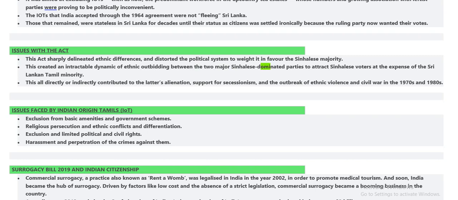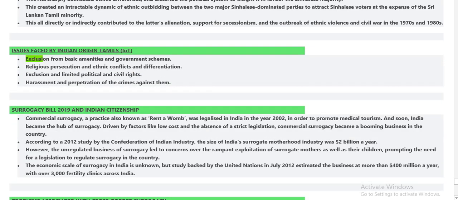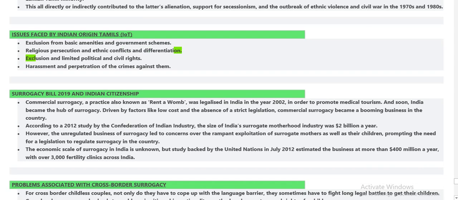Issues with the Act. This Act sharply delineated ethnic differences and distorted the political system to weight it in favor of the Sinhalese majority. This created an intractable dynamic of ethnic outbidding between the two major Sinhalese-dominated parties to attract Sinhalese voters at the expense of the Sri Lankan Tamil minority. This all directly or indirectly contributed to the latter's alienation, support for secessionism, and the outbreak of ethnic violence and civil war in the 1970s and 1980s.